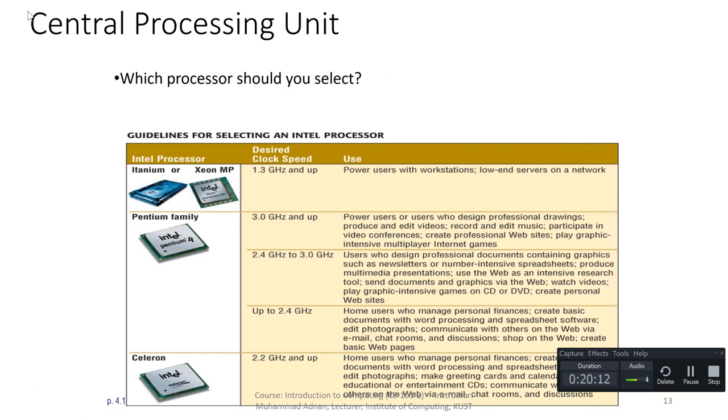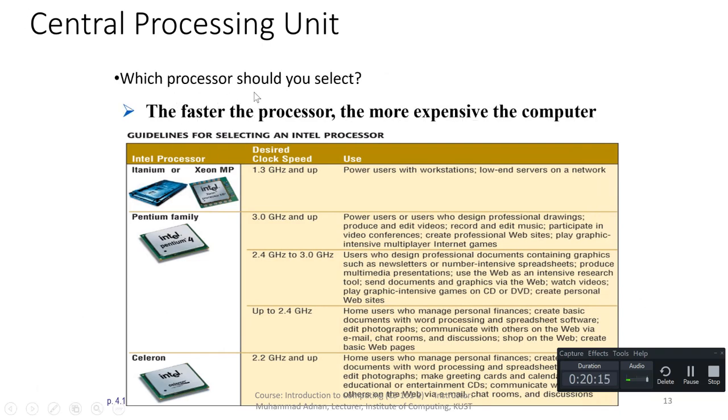So these are typical processors, and which one you should select is another important question. The faster the processor, the more expensive the computer. So you have to do a trade-off, where you should also see your budget and your need in order to get a computer system or buy a processor, because there are computers which are very expensive. You cannot say that because they are very expensive, I'm going to buy it. You also have to look at your budget.